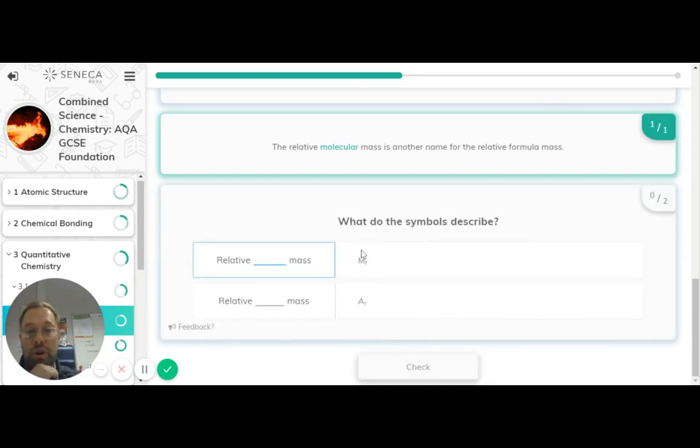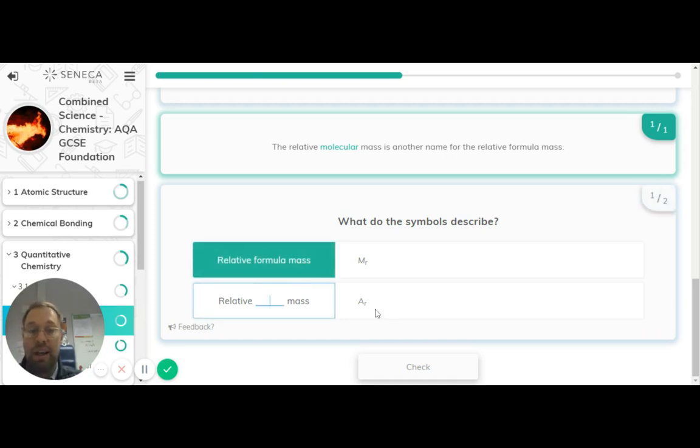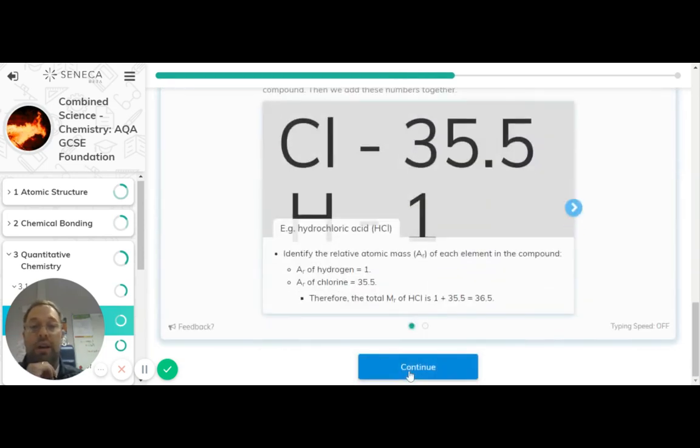What do the symbols describe? So Mr, remember, the R is the relative. The M in this case could be for molecular, or I'm going to put in here this time formula mass. Here we've got the R for relative again, but the A this time is for atomic. Okay, down the bottom here.